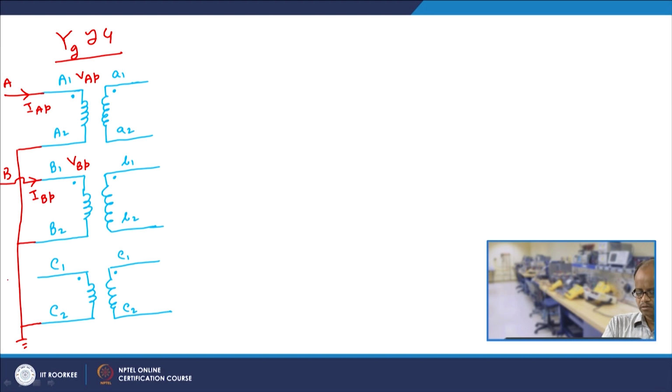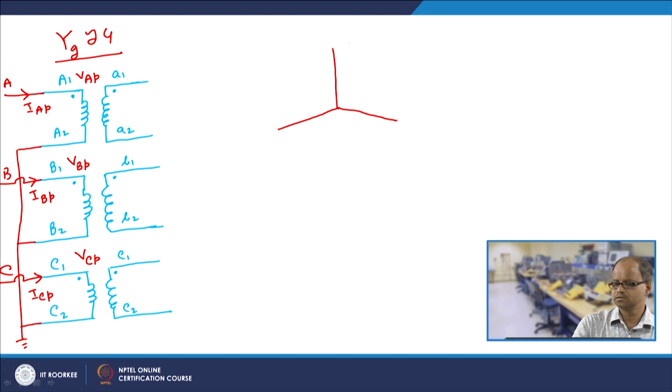VP, this is phase C, voltage is VCP, current is ICP. So this is what we have just now denoted. Now let us draw the vector diagram. So the vector diagram would be this, this and this. Let's say this is A1, and of course this is grounded, A2, B1, B2 and C1, C2. So this is what we have done.